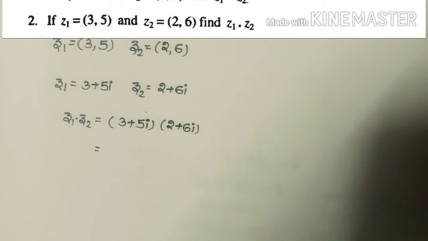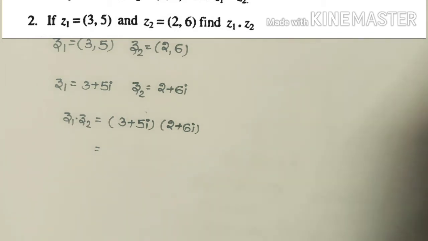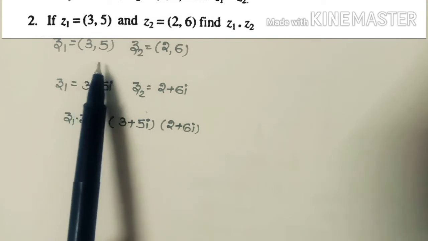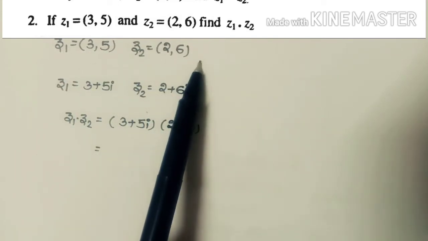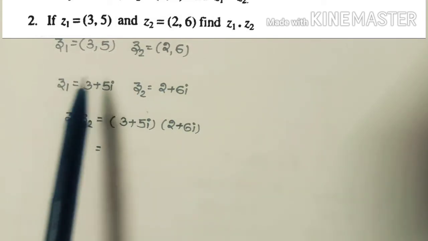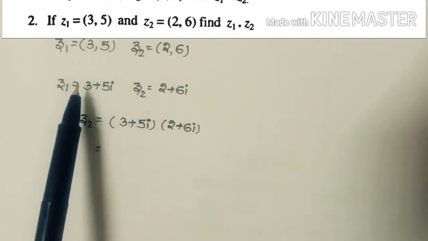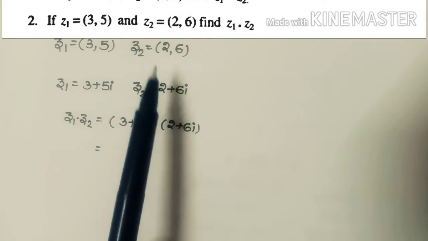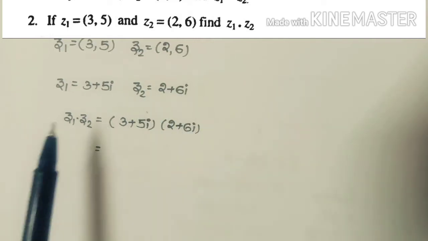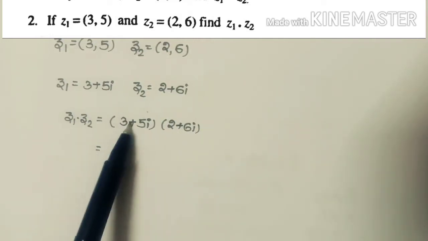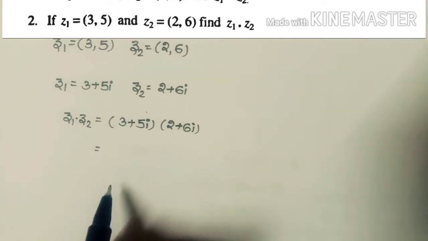Problem: if z1 is equal to (3, 5) and z2 is equal to (2, 6), then find z1 into z2. So given that z1 is equal to (3, 5) and z2 is equal to (2, 6). Now z1 is taken as real part plus imaginary part, 3 plus 5i, and z2 is equal to 2 plus 6i. Now z1 into z2, first value into second value. Now we are taking the product here.